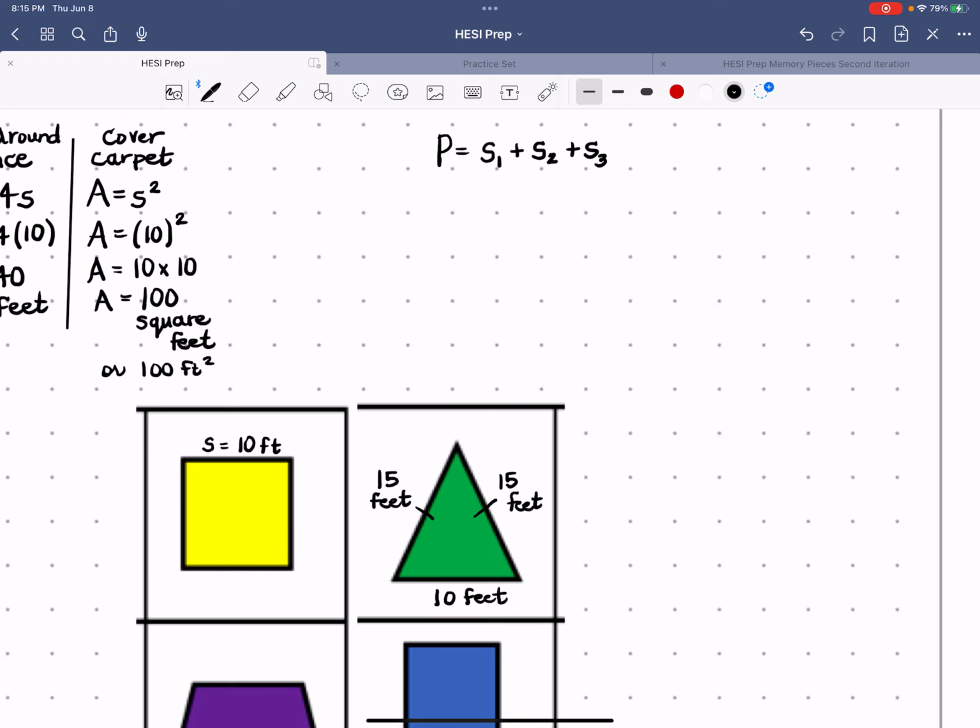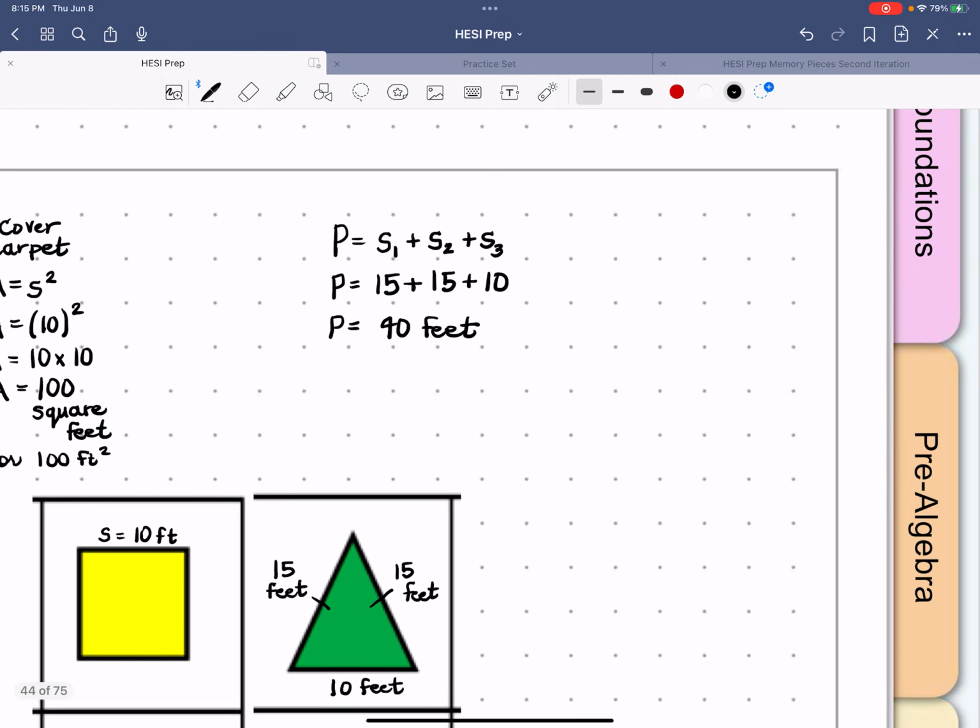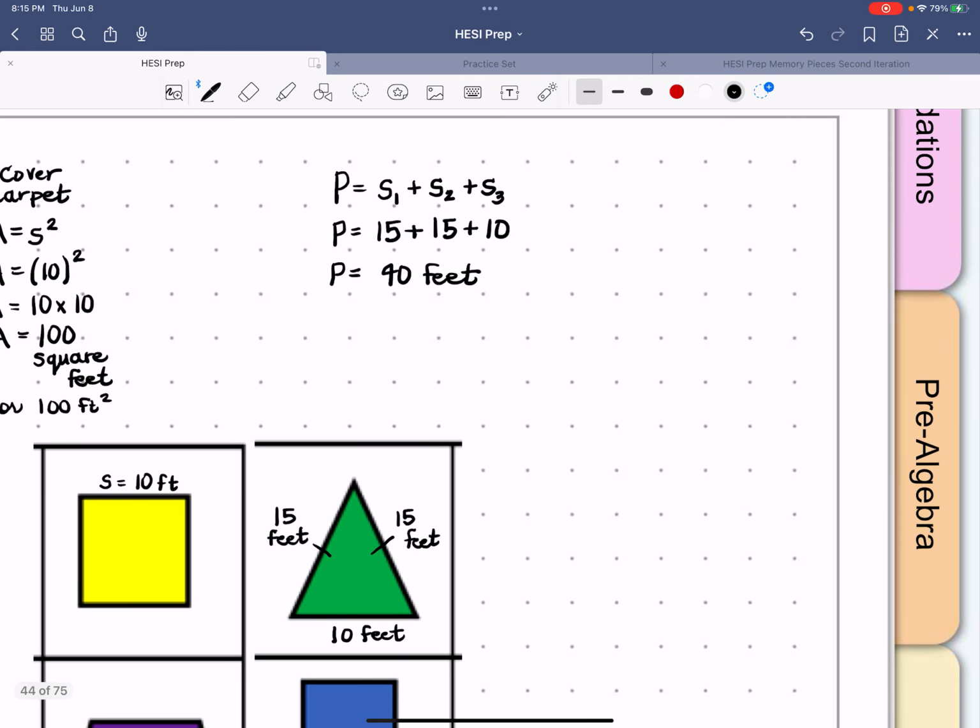So to get the perimeter of this triangle, we're going to say side 1, and it doesn't matter which one you start with because you're adding them all. So just add them all up. Perimeter always involves addition. And this is 40 feet. That's linear feet. One dimensional, so there's no square or anything. It's just plain old feet.